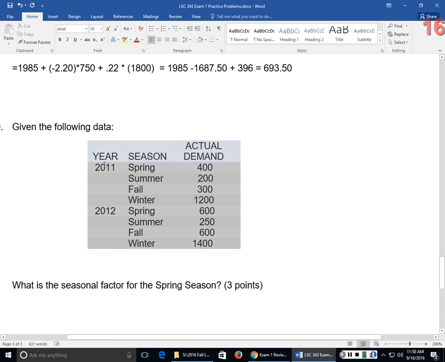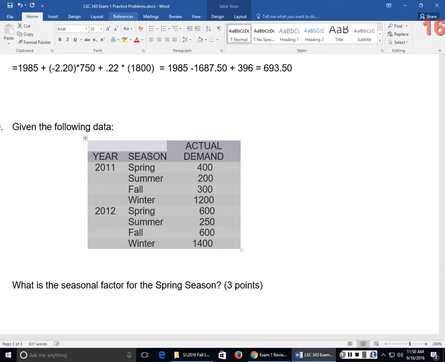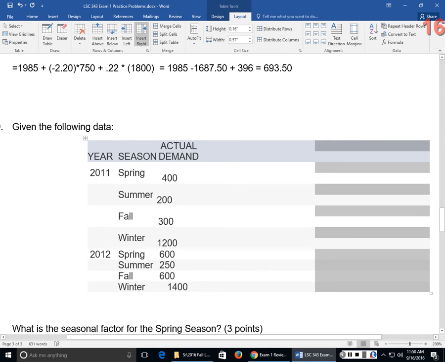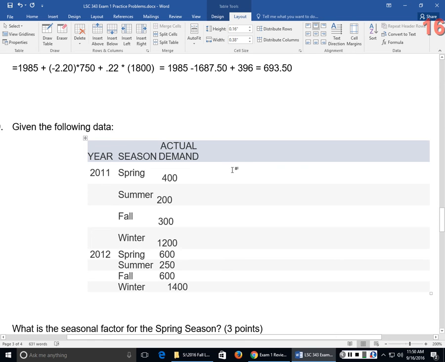Okay, I'm going to see if I can actually insert into a table here. Let me just try to change this layout real quick. Spring's 500, summer's 225. Okay, so that being said, so you're saying I need to take the, tell me again? Take the average of 400 and 600.